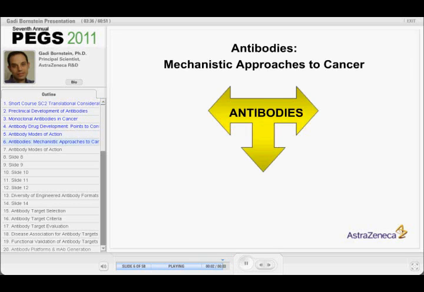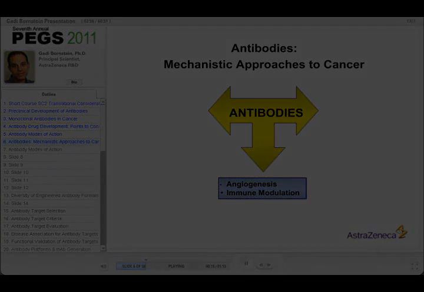So in terms of antibody modes of action, there are a number of points to consider, different mechanistic angles. One is, as I alluded to before, angiogenesis. Are you able to potentially target the tumor vasculature or block angiogenesis, essentially feeding the blood supply to a tumor?